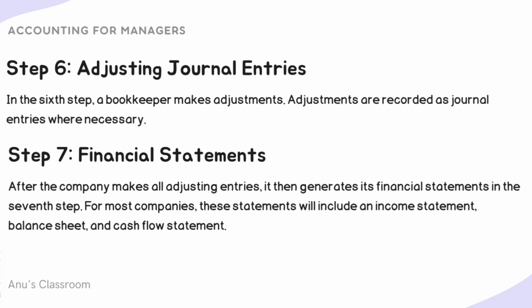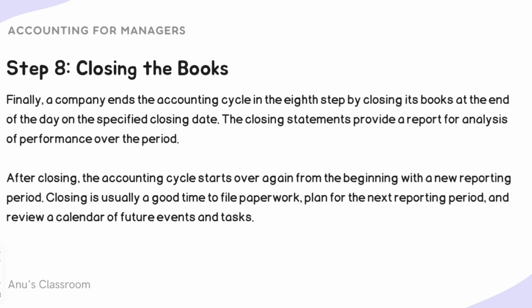And then in the seventh step, we prepare the financial statements. After the company makes all the adjustments and everything, it generates the financial statements. Usually they include the income statement, the balance sheet, cash flow, profit and loss, all these things. That is the financial statements, which will be interpreted by us managers, correct?